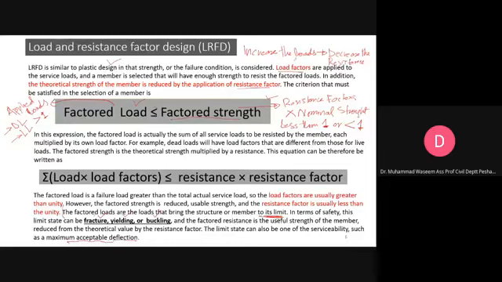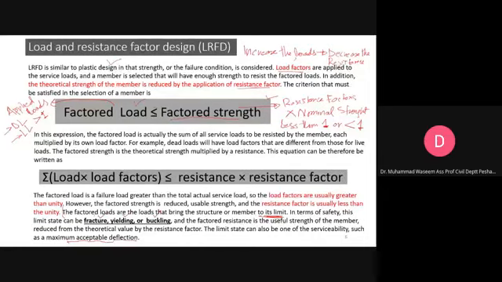And the basic equation in this LRFD philosophy is that the factored load, which has been obtained by multiplying different service loads with some load factors, and these load factors are different for different kinds of loads. At the same time, for the factored strength or the resistance, we use factors we call resistance factors. Resistance factors are multiplied with the strength of the member, okay? Strength of the member or the resistance of the member, okay?